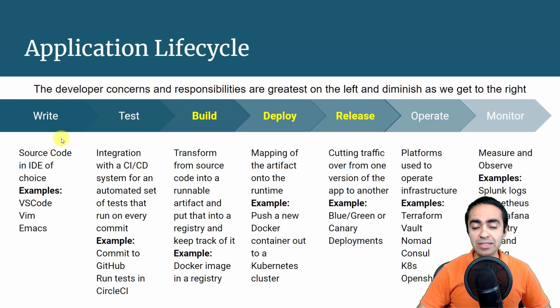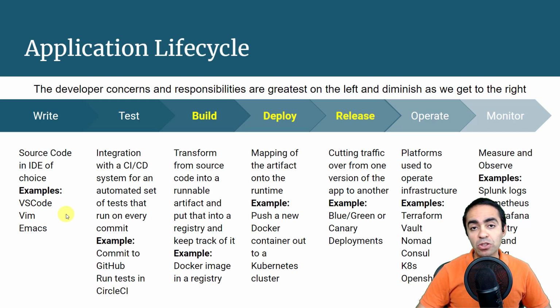All right, so let's take each step at a time briefly to walk through what it looks like. The write stage is basically looking at the source code, right? When you're a developer, you're writing your source code, you choose your IDE of choice, could be VS Code, Vim, Emacs, and so on. So you need to write the code, right? The next step is to test that code.